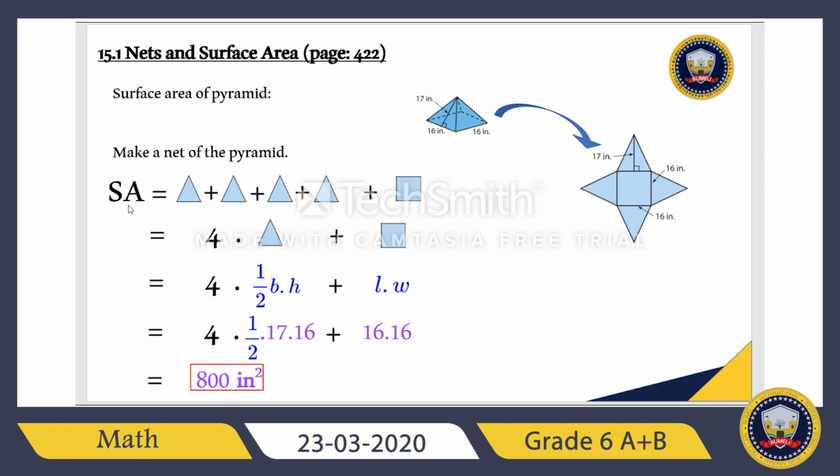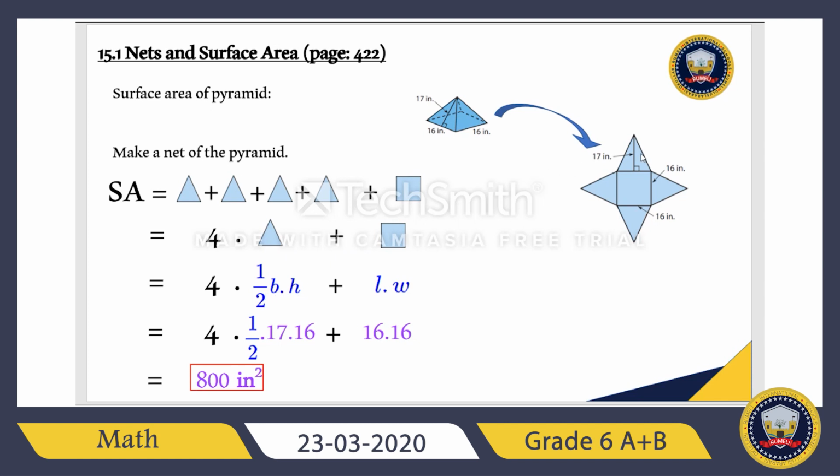Okay. Now, these triangles are equal. So 4 triangles equal 4 times the area of one triangle. I need just to find the area of one triangle, multiply it by 4, then this is the area of these 4 triangles, plus my base. Now remember from last chapter, what is the area of a triangle? It is 1 over 2, base times height, right?